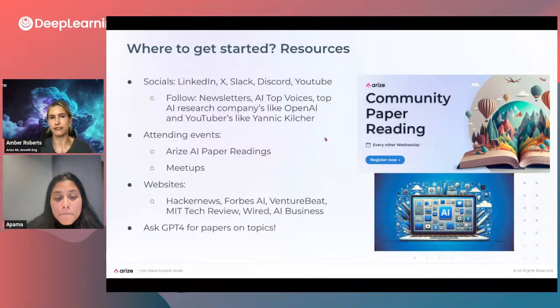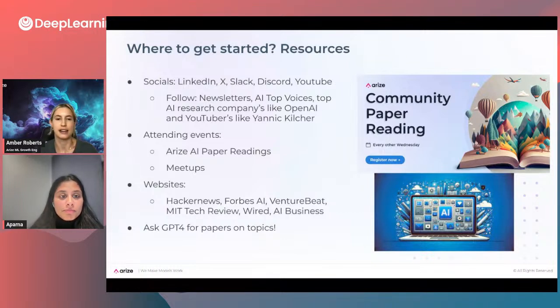Perfect. And just a few resources on how you can get started. I know Diana is putting in the papers that we'll be talking about and the deep dive paper. So those will be available. But in terms of how we find those papers, we have a lot on socials. So we're constantly looking at LinkedIn, X, Slack, Discord, YouTube, following AI newsletters, attending paper reading events. Paper reading events have gotten bigger. At Arize, we do biweekly paper readings as well. And then meetups. So going to meetups, discussing these papers, and then different websites.